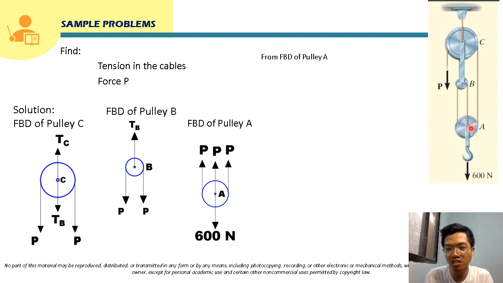And this pulley A actually supports a 600 Newton load, so it will also be included here in the free body diagram.